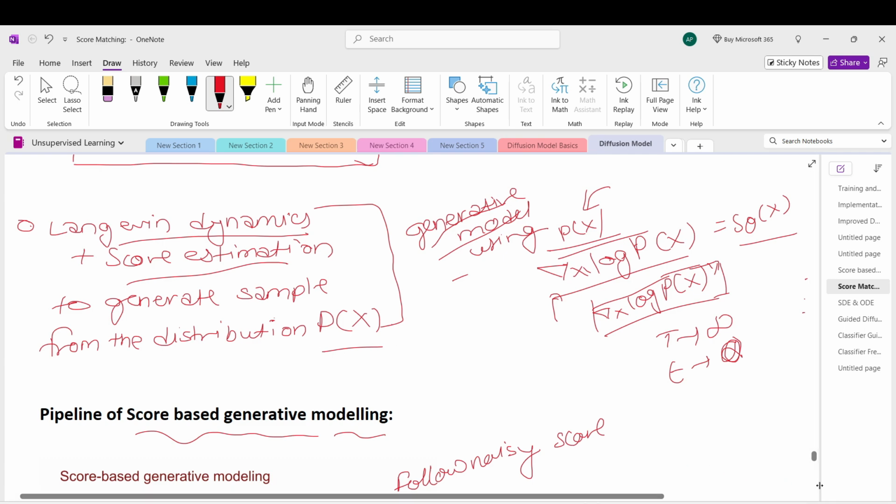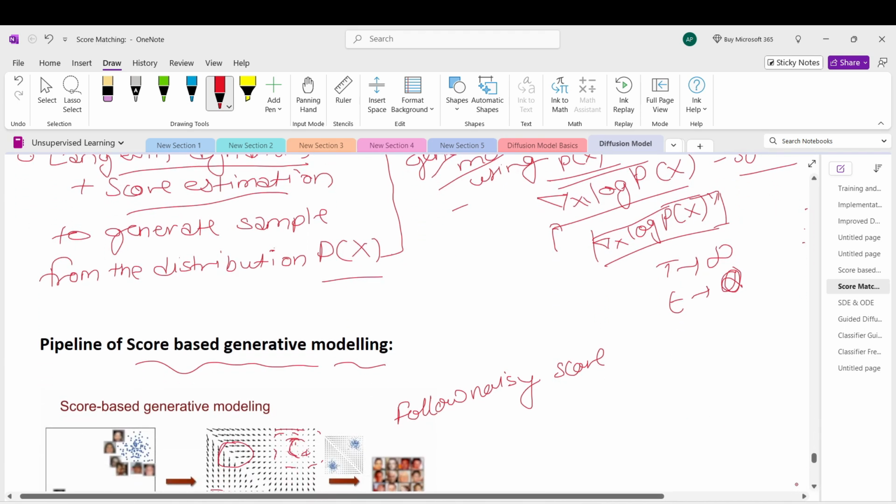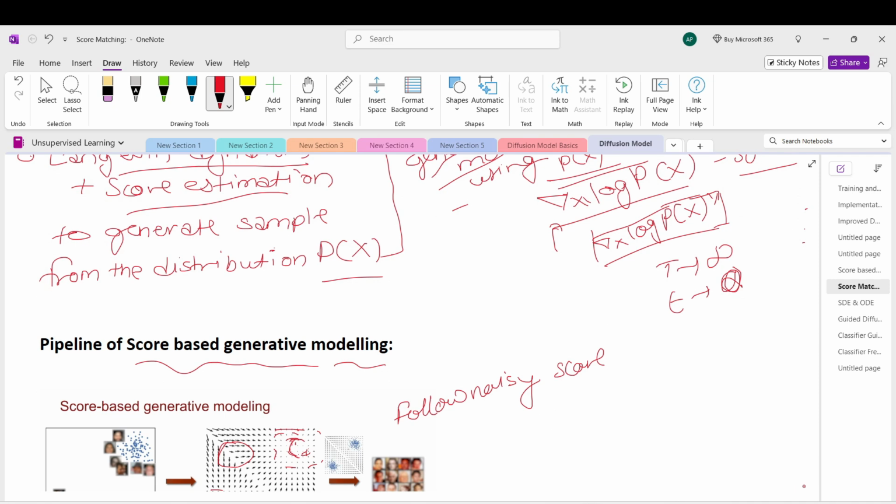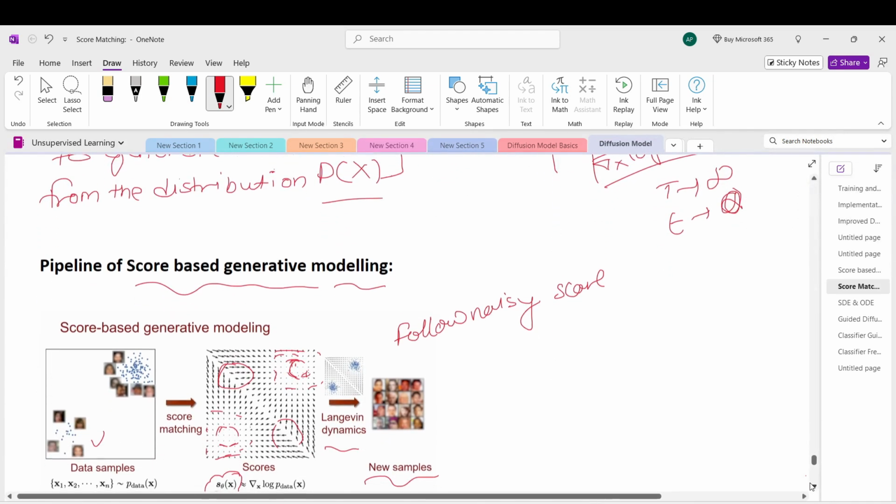So let's understand the pipeline of this score-based generative modeling. Let's look at the pipeline of it.